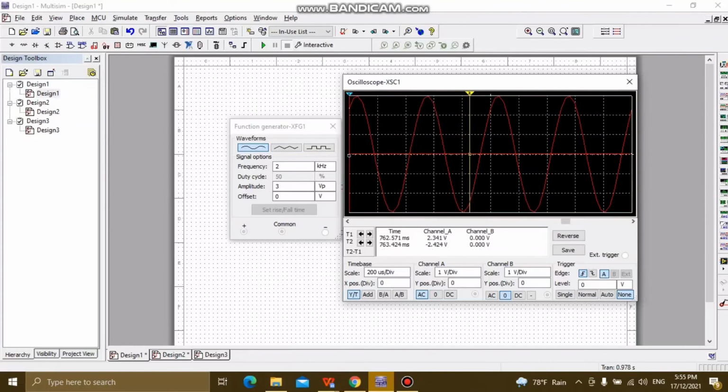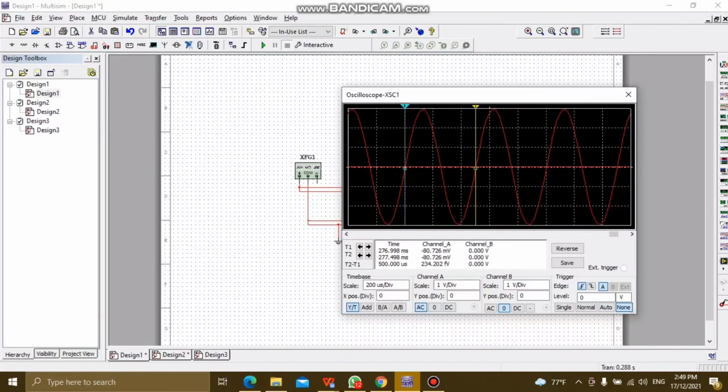So we move the cursor. For this wave, we get 2.5 grids. So we just apply the formula: 200 microseconds per div multiplied by 2.5. So we get the answer for the period at 2 kHz is 500 microseconds.